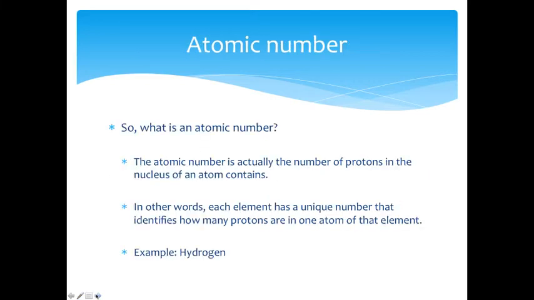Now, let's go over what an atomic number is first. The atomic number is actually the number of protons in the nucleus of an atom. In other words, each element has a unique number that identifies how many protons are in one atom of that element. For example, let's go over hydrogen.